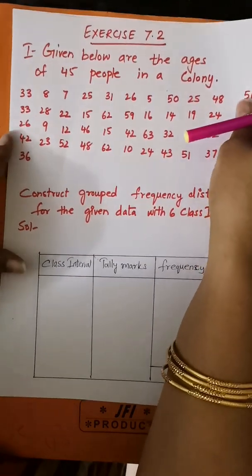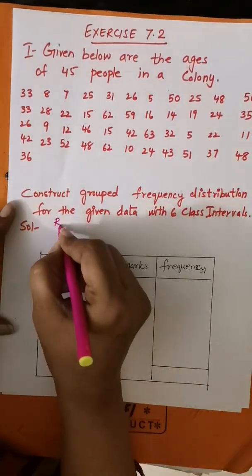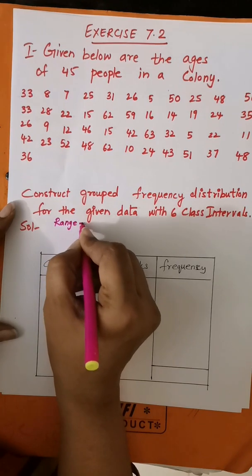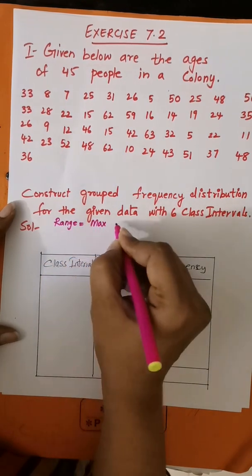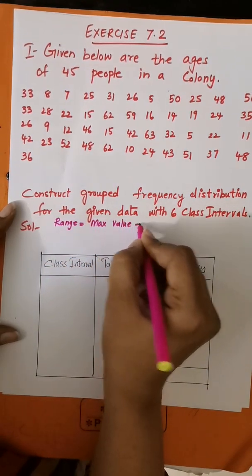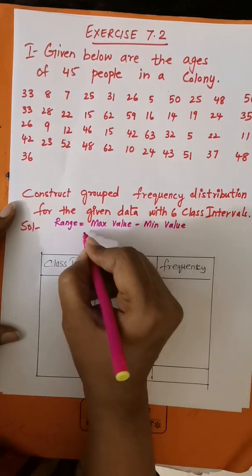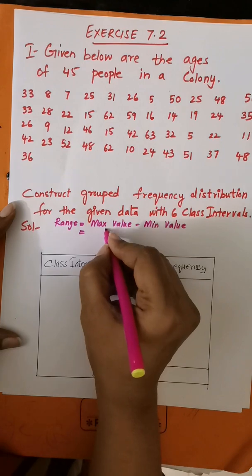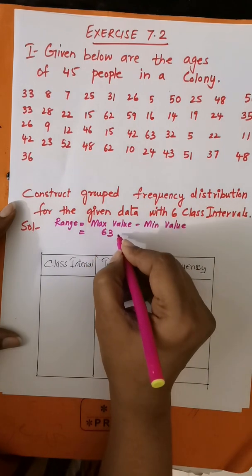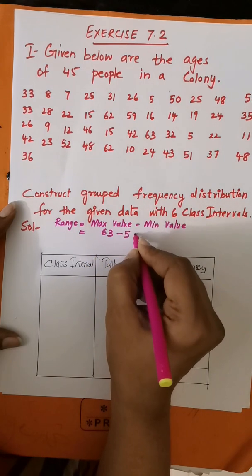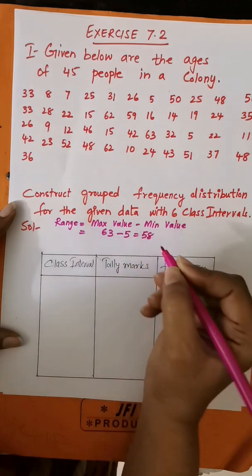Range means, children, range is maximum value minus minimum value. Maximum is 63, minimum is 5. So 63 minus 5 is 58.